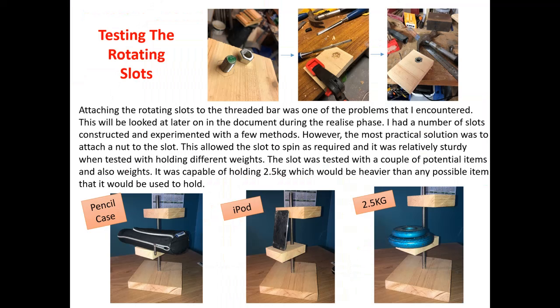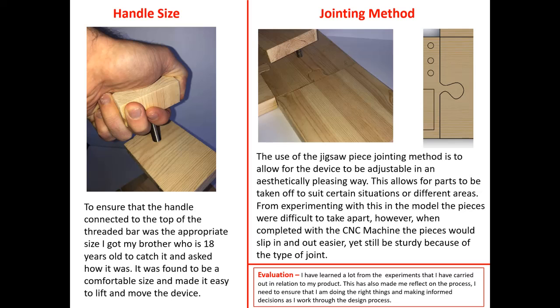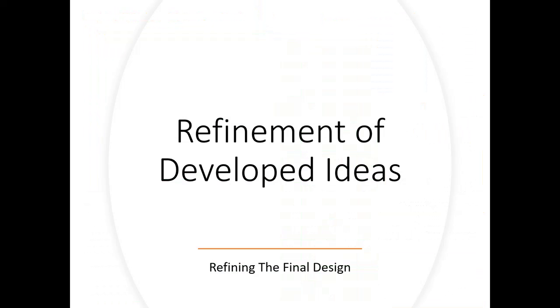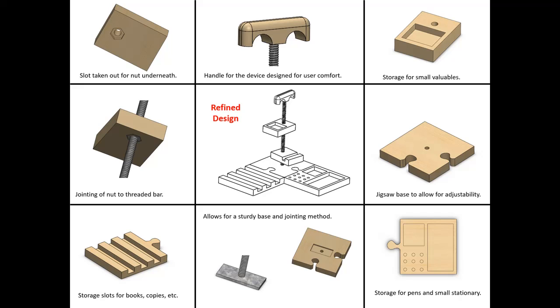So then with my experimenting, just use the model for all the experiments. So testing the rotating slots, getting the right handle size, the jointing method, and my evaluation for that. This is just how I refined the final idea then.